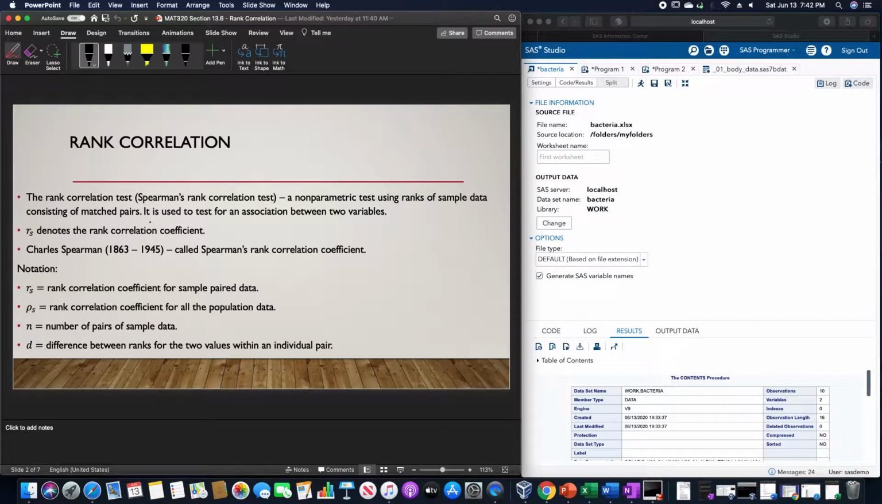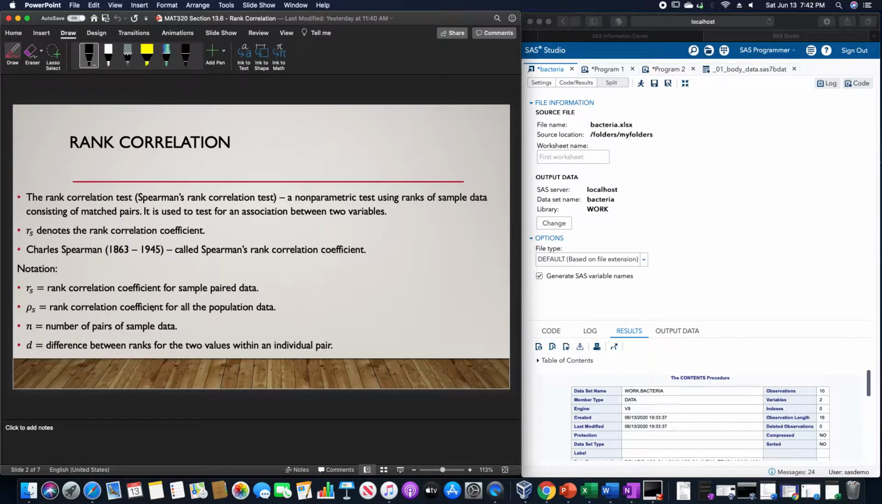R sub s denotes the rank correlation coefficient, and this was founded by Charles Spearman, born in 1863, died in 1945, called Spearman's rank correlation coefficient. The notation we're going to use is R sub s is the rank correlation coefficient for sample pair data. Rho sub s is the rank correlation coefficient for all the population data. N is the number of pairs of sample data, and D is the difference between ranks for the two values within an individual pair.